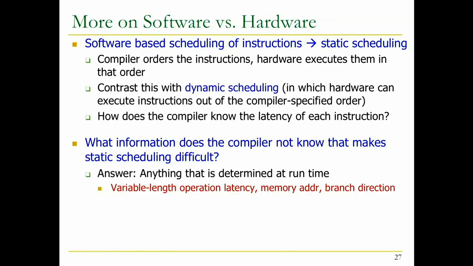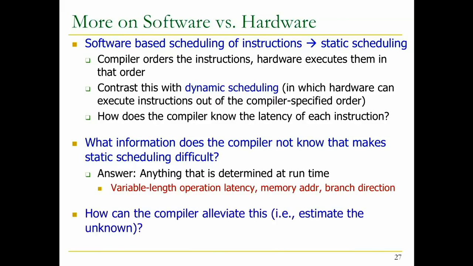Okay, so software-based scheduling is actually very difficult, and there have been a lot of methods developed to overcome this somehow. So how can the compiler alleviate this? I'll give you another fundamental principle: estimate the unknown. So how does the compiler figure this out? For example, the branch direction is not known to the compiler, but the compiler wants to make a guess.